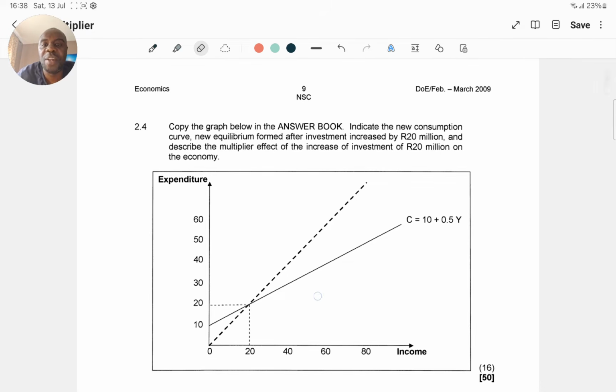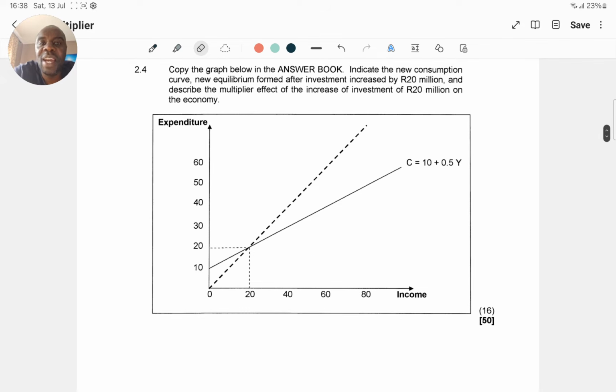Let's look into this question. Copy the graph below in the answer book. Indicate the new consumption curve. So let's identify the things that the examiner wants us to do. Indicate the new consumption curve. What else? The new equilibrium formed after an investment increased by 20 million. And finally, describe the multiplier. So we are supposed to indicate the new consumption curve, the new equilibrium formed after an investment has increased by 20 million, and describe the multiplier effect of the increase of investment of 20 million on the economy.